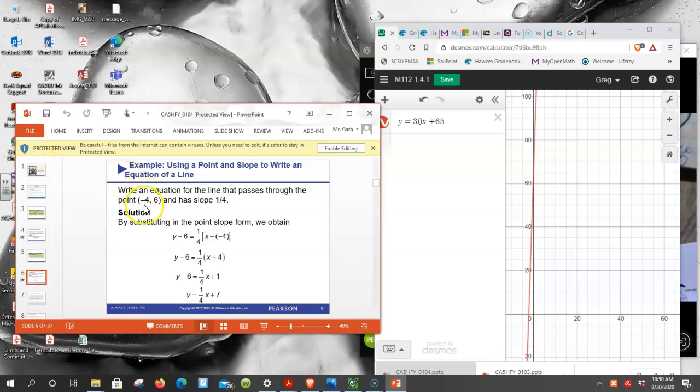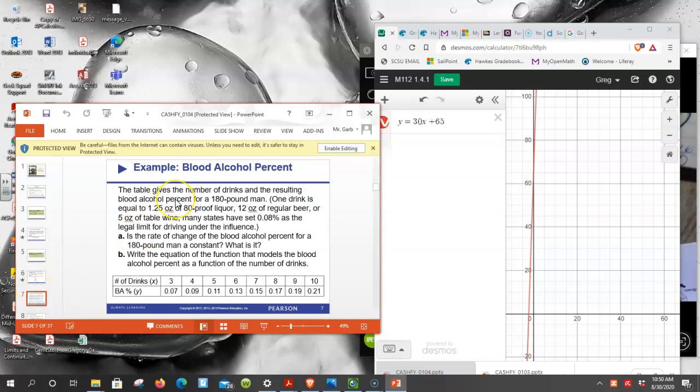But basically, the x1 is -4, the y1 is 6. So if we know the slope, we can write the equation of a line: y minus 6 equals 1/4 times x minus x1, which is -4. So you can write it in slope-intercept form. That's what that's for. Okay? But let's go into a real problem here.